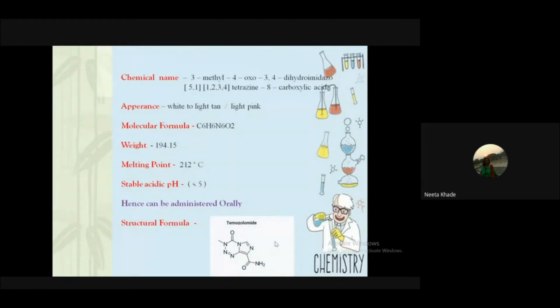The chemical name for this is 3-methyl-4-oxo-3,4-dihydroimidazo[5,1-d]tetrazine-8-carboxamide. The appearance of the drug is white, tan white or light pink. The molecular formula is C6H6N6O2. The weight is 194.15 grams per mole. The drug melts at 212 degrees Celsius, and it has a stable pH of 5. Because of this pH, it can be administered orally.